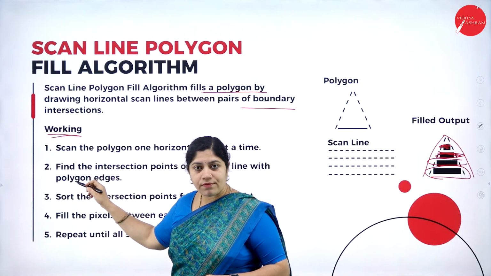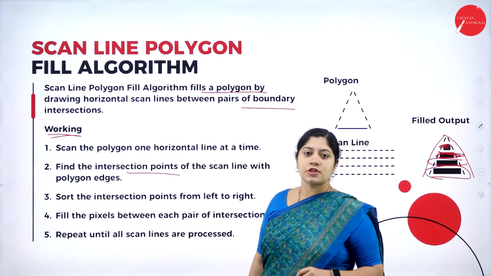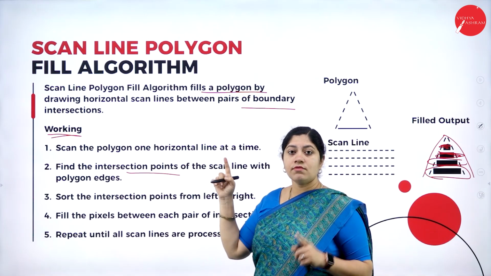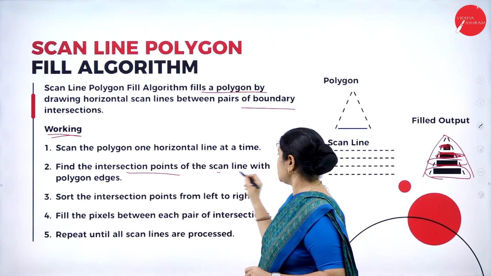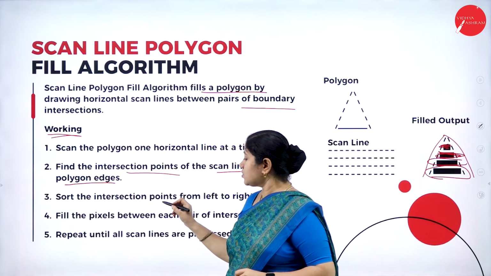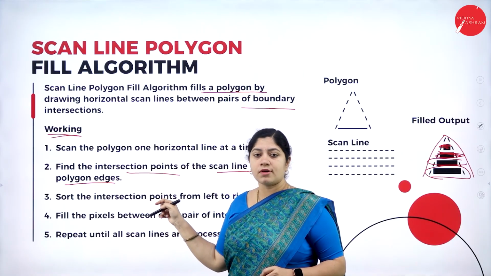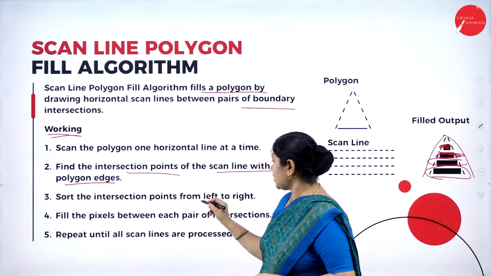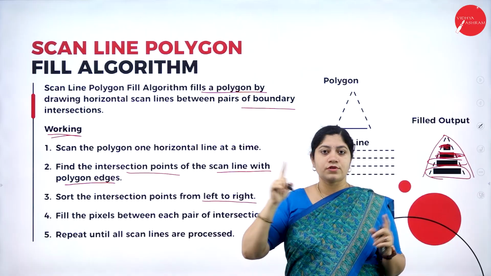Next, we need to find the intersection points of the scan line with the polygon edges. Third, we need to sort the intersection points from left to right. We need to scan from left to right.